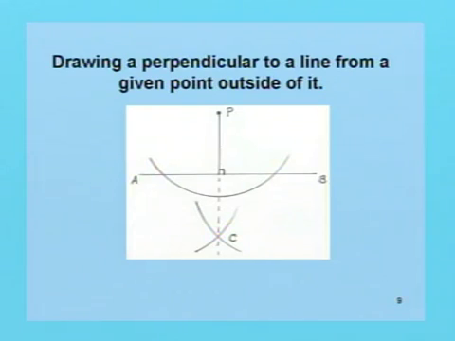So the two arcs intersect at C. Connecting P to C, but stopping at the line, will give us a line that is perpendicular to AB. We use the broken line to show continuity of the perpendicular line to AB.